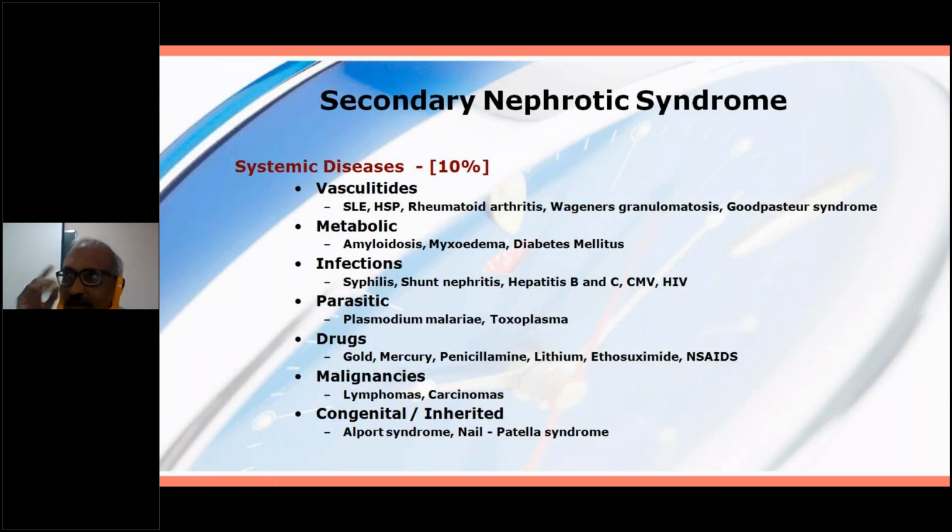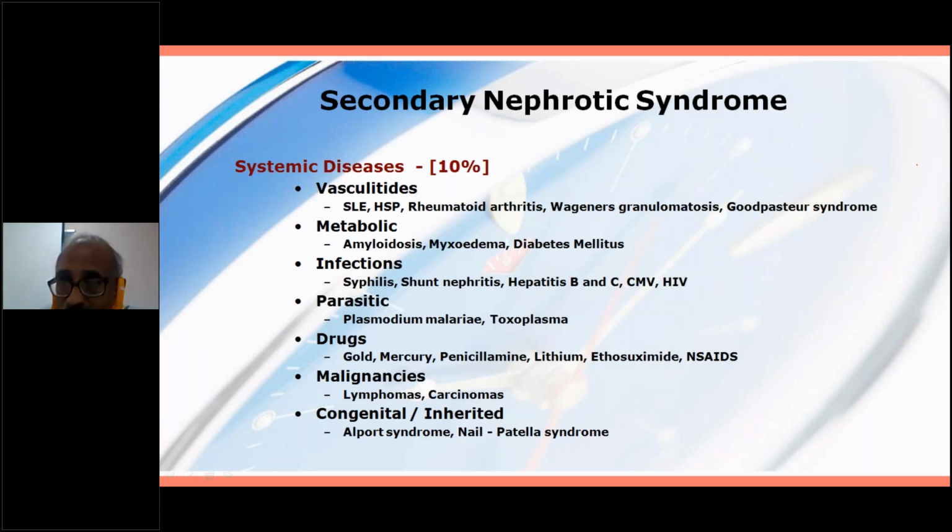A word about the secondary forms: as I said, actually only 10% have some known causes. This is a small fraction of the total, but there are several classifications. Examiners do ask, tell me what are the secondary causes of nephrotic syndrome. Idiopathic, everybody is familiar with, you read very well. But in case of secondary, when do you suspect secondary nephrotic syndrome? These are all the possible etiological factors you come across.